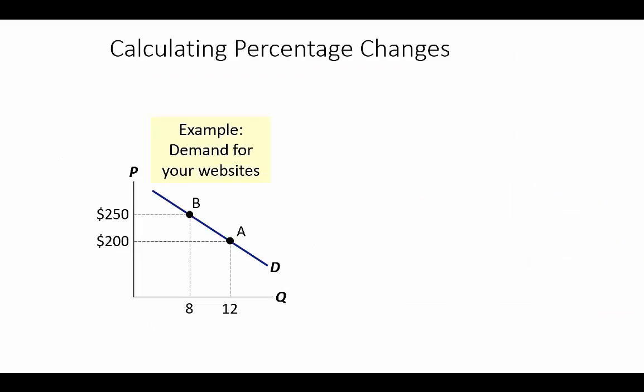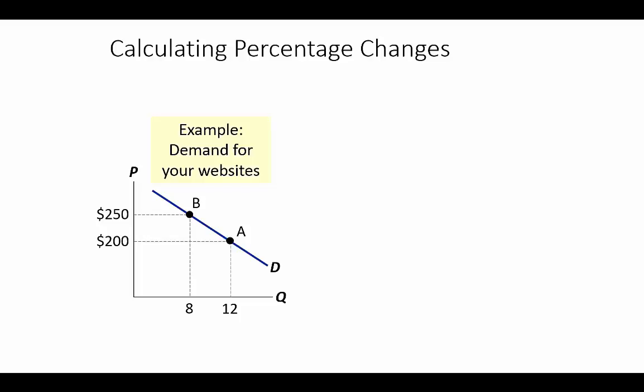Okay, now there's a problem. Let's say you run a website design company, and you know that at a price of $250, you could sell 8 units per month. At a price of $200, you could produce 12 websites per month. Now, how do we calculate elasticity here?